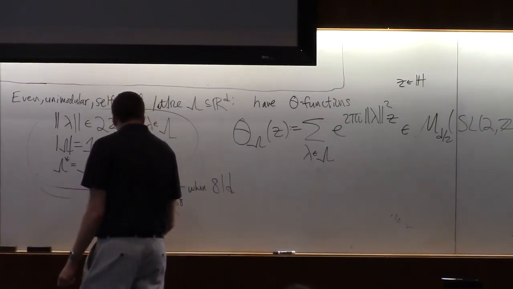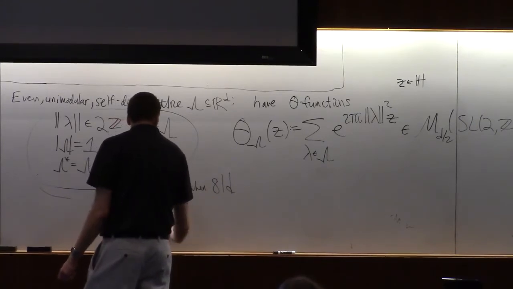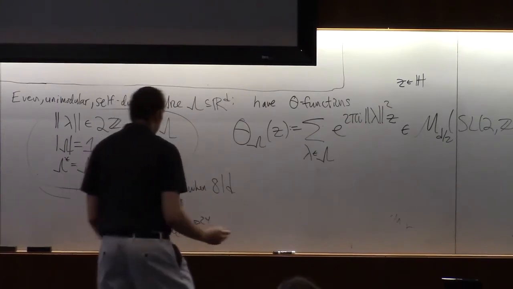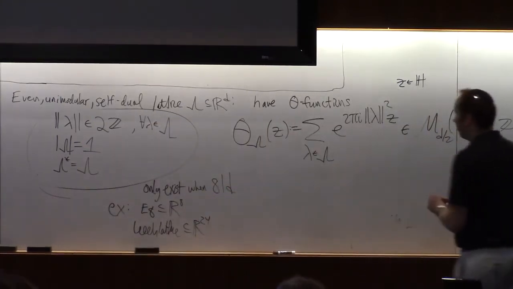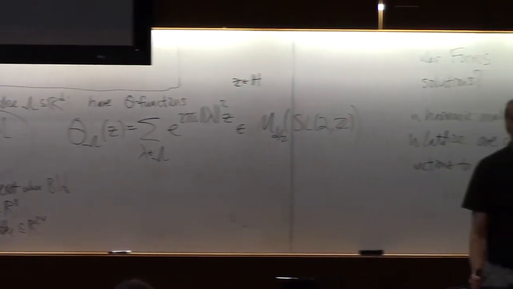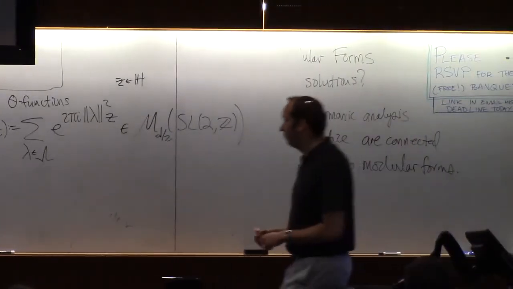R8, and of course you could have the Leech lattice in R24. And there are some other ones that occur, but these are very natural, and it's related to the fact that the space of modular forms is low dimension. So for example, if you plug in 8 here, we know there's only a one-dimensional space of modular forms of weight 4 for SL2Z. That's spanned by the Eisenstein series E4.